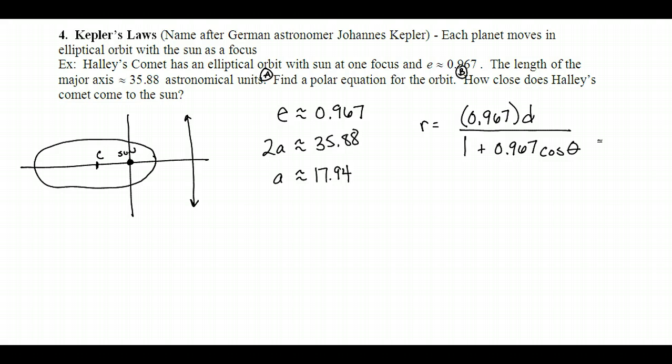Well, very similar to the last problem, I have to figure out a point that I can plug in. So I have to find a point that is on my ellipse, and I don't know that right now, but obviously with the information that was given here, I can find it. So basically, if we look at this, we know that a is 17.94. So that means from here to here is 17.94.